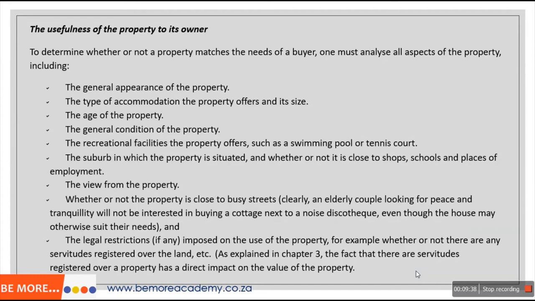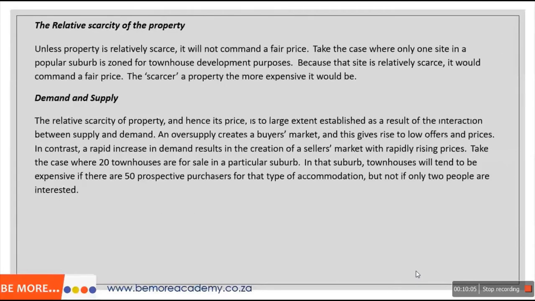One must analyze all aspects of the property, including the general appearance, the type of accommodation, the age, the general condition, the recreational facilities, the suburb, the view, whether or not the property is close to busy streets, and legal restrictions. The relative scarcity of the property: unless property is relatively scarce, it will not command a fair price. Take the case where only one site in a popular suburb is zoned for townhouse development purposes.